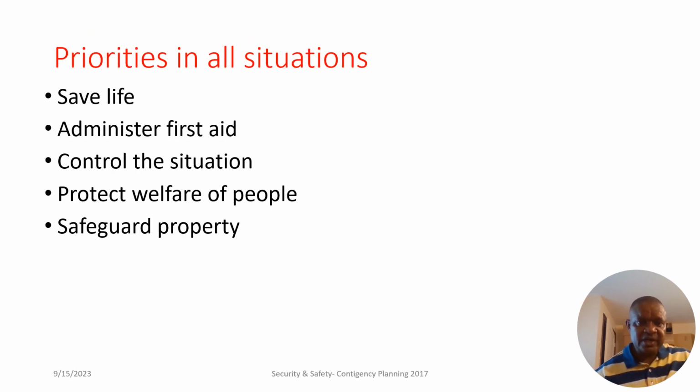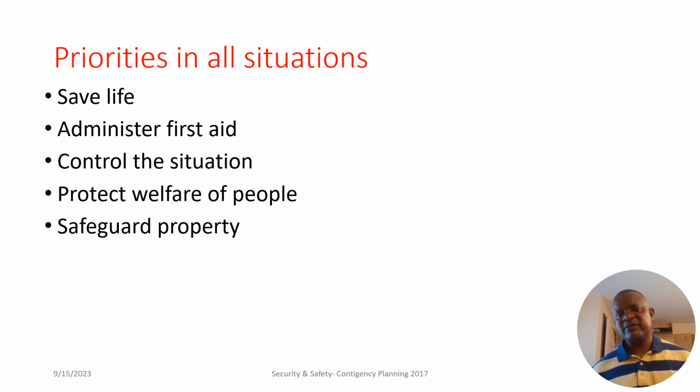And then we say priorities in all situations. Number one is to save life. Saving life is the number one priority. And then number two is to administer first aid. And then number three is to control the situation. And then number four is to protect welfare of people. And then number five is to safeguard property.